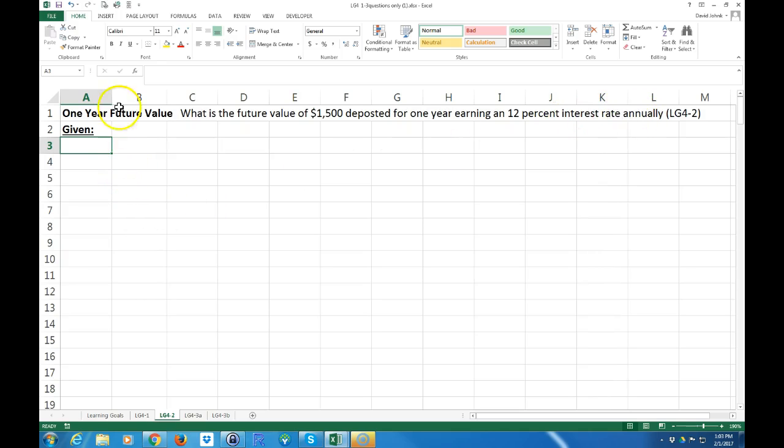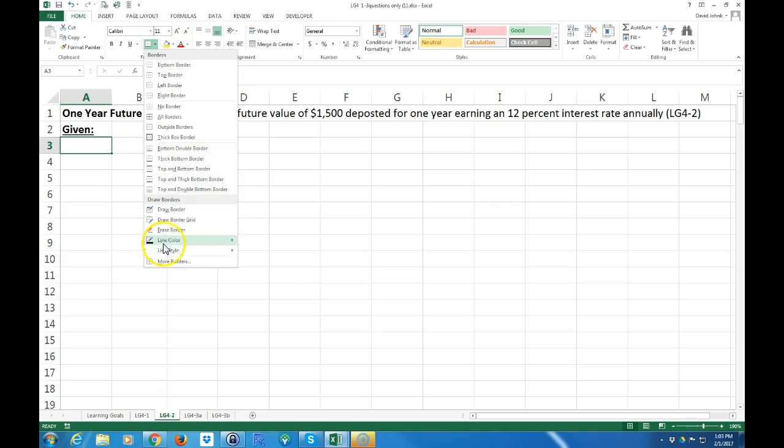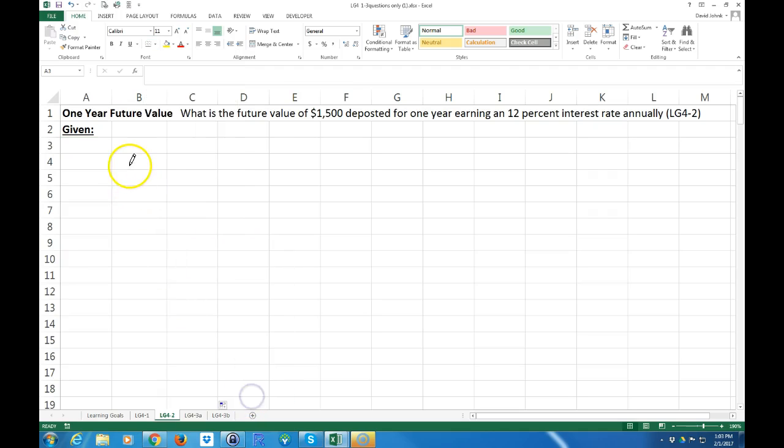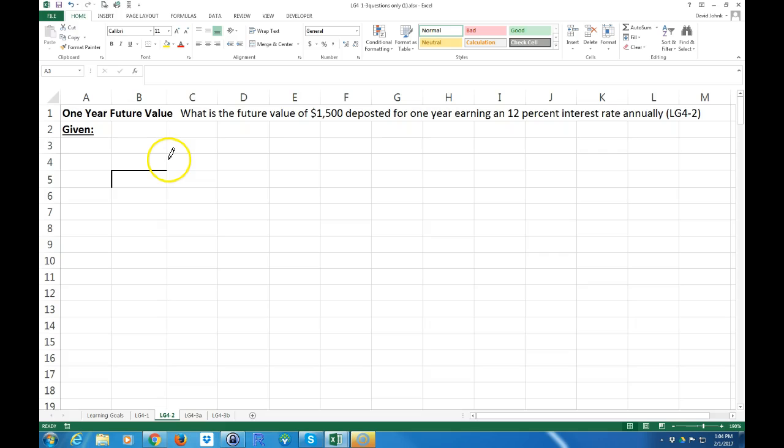Okay, so again, I'm going to draw the timeline first. I'm going to go to line style, go thick again, and I'm going to deposit money, so that's money coming out of my pocket. It's going to be for 1 year, and then I'm going to get money back. I'll hit escape to get out of that, and I'm depositing $1,500, and this is 0 and 1. Then this is what we want to know: how much money we're going to get back. And the interest rate is 12%.